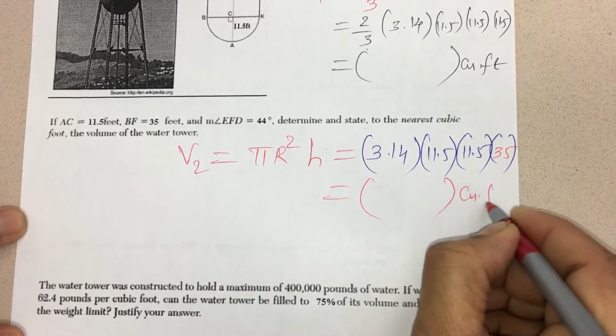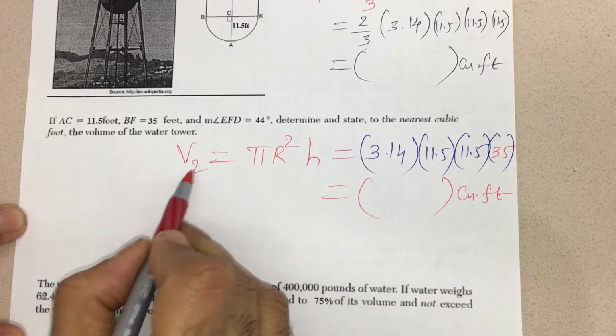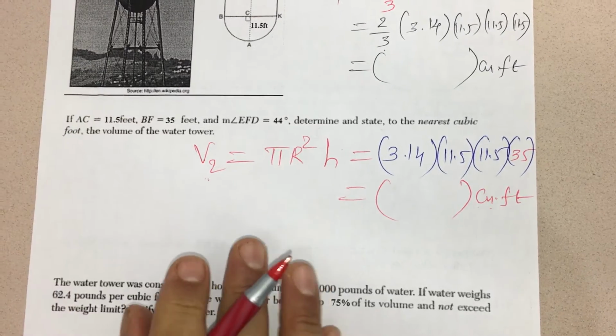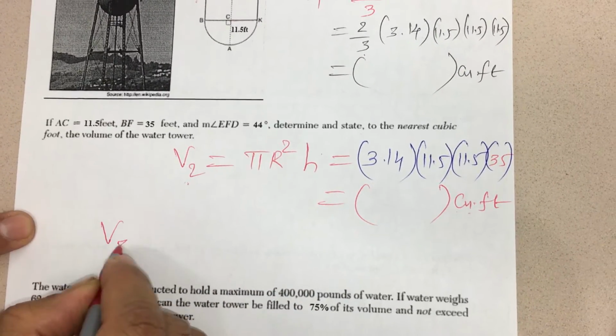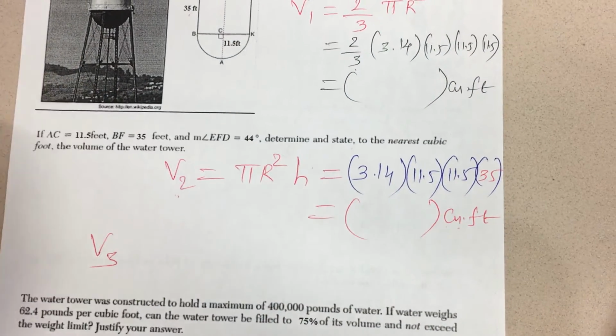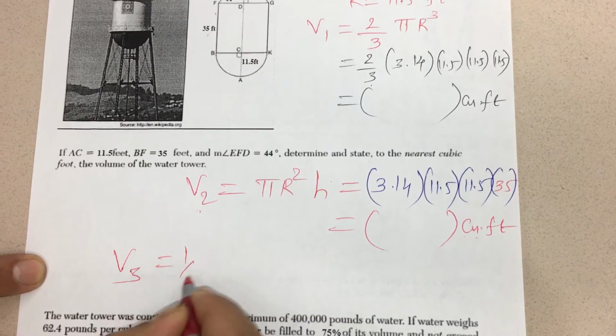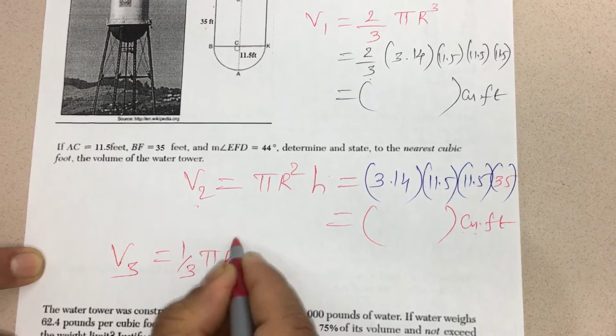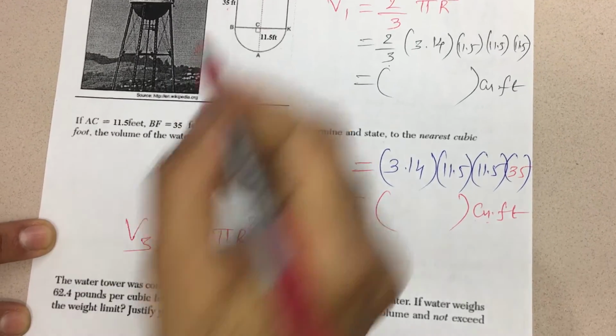This is also in cubic feet. Why am I writing cubic here? Because this is volume. And finally volume 3. This is the cone. What is the formula for its volume? 1/3 pi r squared times height. But we don't know the height.